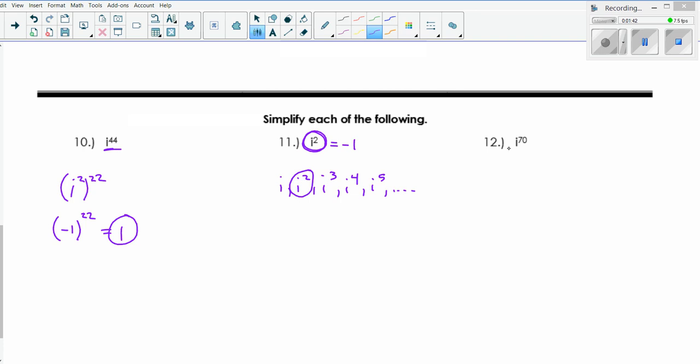Okay? Let's try with this one. i to the 70th. I want to start by saying I know what i squared is, so everything in terms of i squared, and then I can raise this to the 35th power, because 2 times 35 is 70. So I wrote it as i squared because I know it's -1 raised to the 35th power. So if I multiply -1 by itself 35 times, everything's going to pair up and cancel out, but I'm going to be left with a -1. Okay? Alright, and then let me try one more.